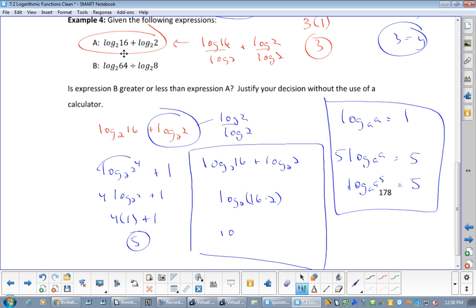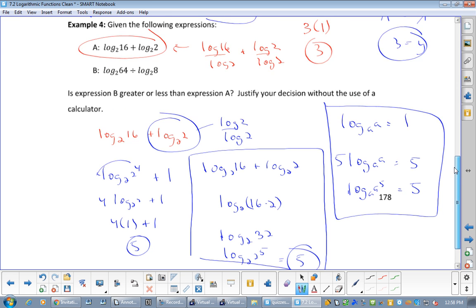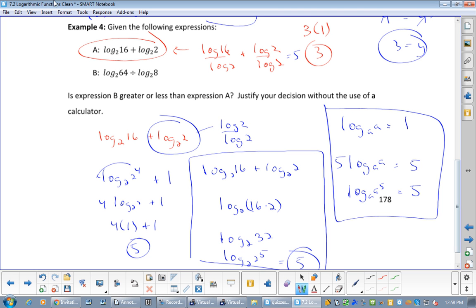This would be the log 2 of, what's 16 times 2? 32. This is the same thing as log 2 of 2 to the, what's 32? It's 2 to the what? It's 2 to the 5. What does this equal? 5. So if you would have done it this way, you would have got 5. If you did it this way, that I've shown you here, you get 5. And if you know this other trick, you get 5.